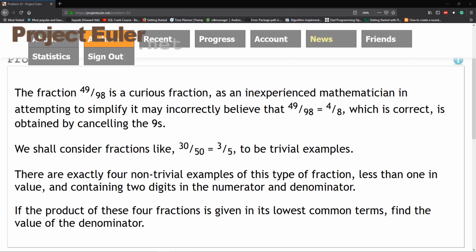So what do we know about this problem? Well, we know that the numerator and denominator are going to have 2 digits each. Also, we know that the numerator has to be less than the denominator, or else we will get a value greater than 1, and we need something less than 1. Also, we need to find the lowest common terms, which is going to be the value of the denominator. So we need to use GCD for this, and we can use the Euclidean algorithm for that.